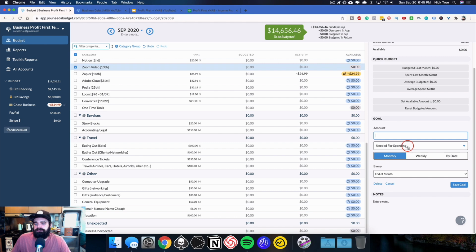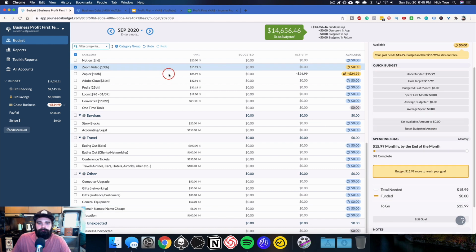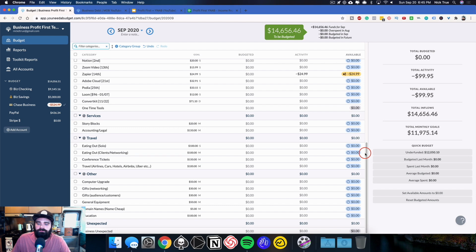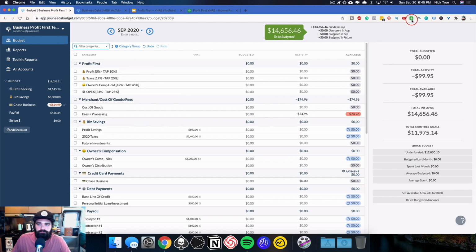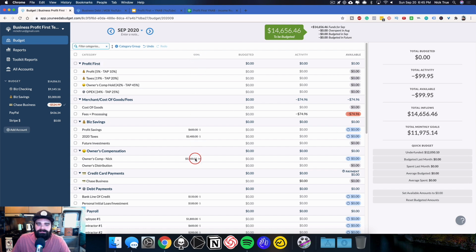And so in this case, I'm going to click and create maybe it's $15.99 a month that I pay, and then I'm done. Now, I've got videos that go over the different goal types in YNAB, and also one video showing the toolkit breakdown, which is the Google Chrome extension that I'm using to get this goals column right here. You can check out both those videos. They'll be in the description down below.